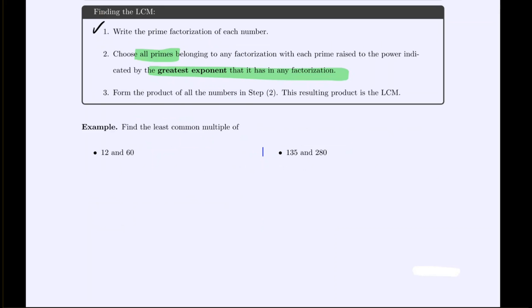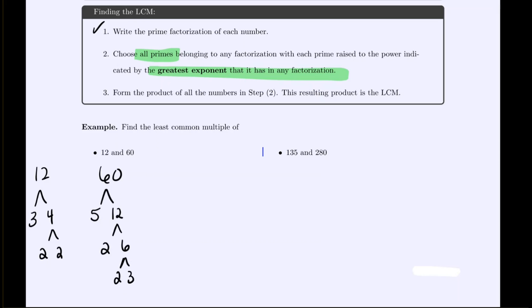So to find the least common multiple of 12 and 60, we begin the same way, to find the factor trees here. Now 12 is 3 and 4, 3 is prime, 4 could be split into 2 and 2. 60 could be 5 and 12, but you could also start it by dividing it by 2 as well. 5 is prime, 12 could be split into 2 and 6. 6 is 2 and 3.